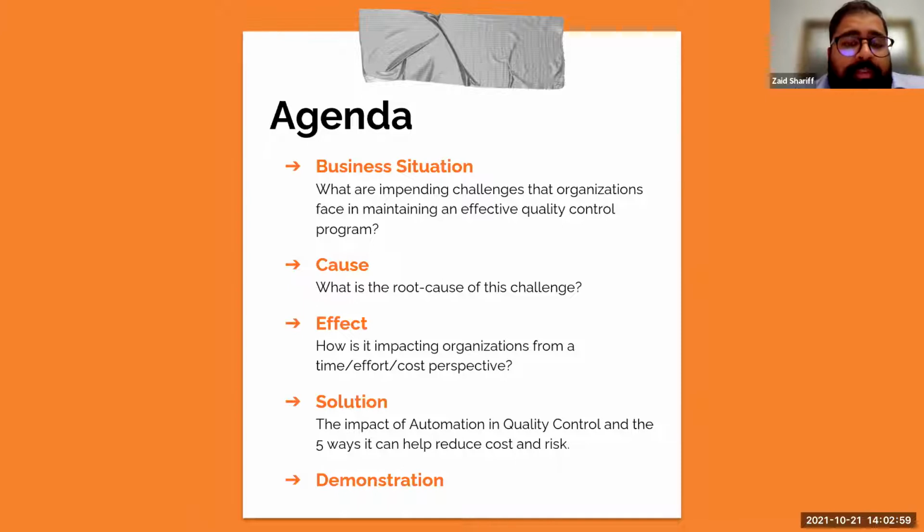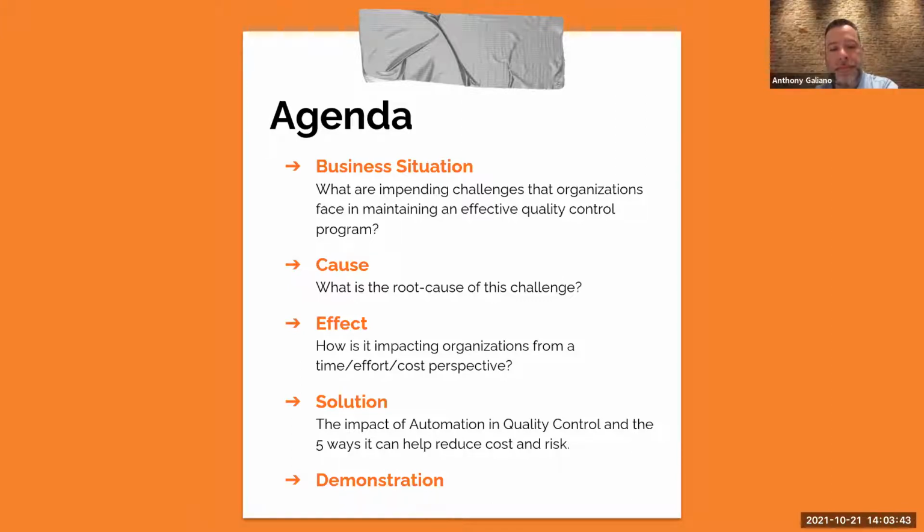Today for the agenda, we're going to talk about how QC and compliance, and how that arena has changed today, utilizing automation and how that can really help your organizations excel in today's market change. So we're going to talk about the business situation. What are the impending challenges that organizations are facing today in maintaining an effective quality control program? What's the root cause of this challenge? What's impacting organizations from a time, effort, cost perspective? So, the cause and effect of what's going on.